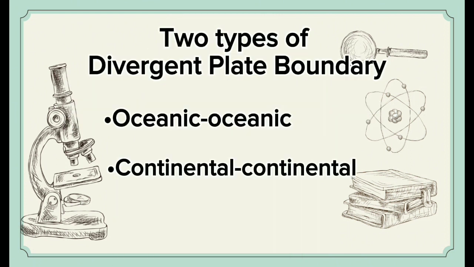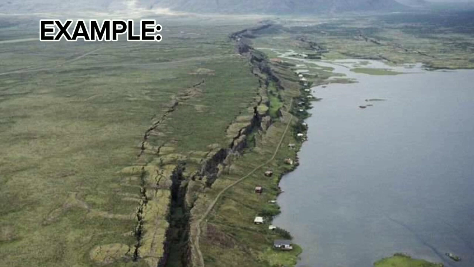There are two types of divergent plate boundary. The first one is oceanic, continental. Here are the examples of divergent plate boundary.